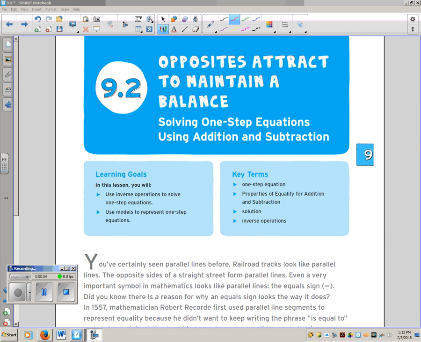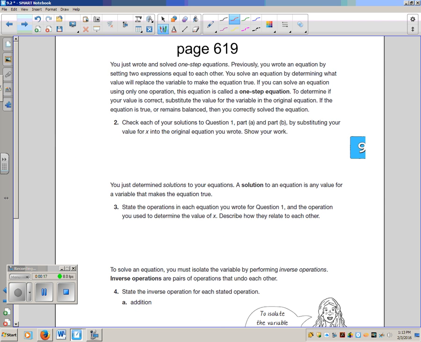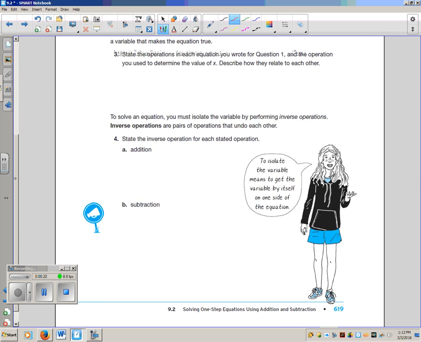Chapter 9, Section 2. We are going to be working on inverse operations. It's an important concept when we're solving one-step equations. Jump all the way to page 619. Near the bottom, it talks about inverse operations right here. So we're going to state the inverse operation for each stated operation. All an inverse operation is the opposite.